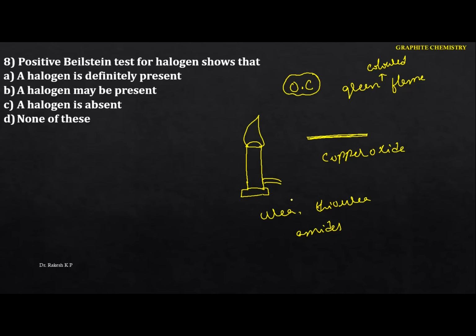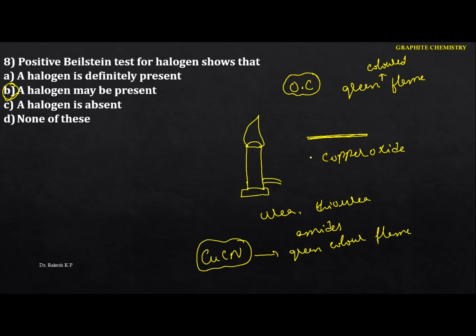But whenever this copper wire is treated with urea, you may get cuprous cyanide. This also answers the green colored flame, even though it does not contain a halogen. Hence it does not definitely mean the halogen is present. That means halogen may be present. It is not a confirmation test for the halogen, it is just a detection of the halogens. This is the one you have to remember here.